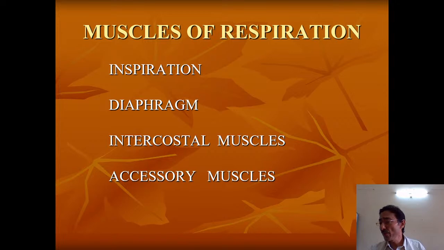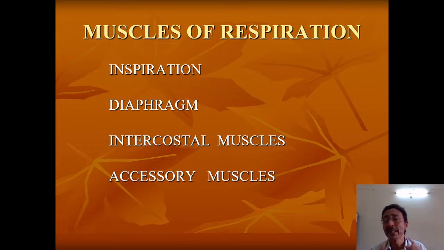In addition to this, you will find that the intercostal muscles are also muscles of inspiration and they aid the diaphragm in breathing. Accessory muscles. What are accessory muscles? Accessory muscles are those muscles which do not take part in normal inspiration but take part only in distressed breathing or when there is a respiratory distress. So in asthmatics, in smokers, you will find that the accessory muscles are taking part in breathing.